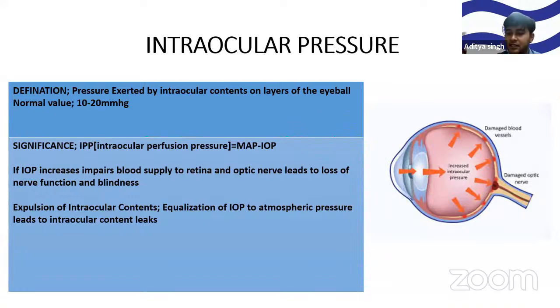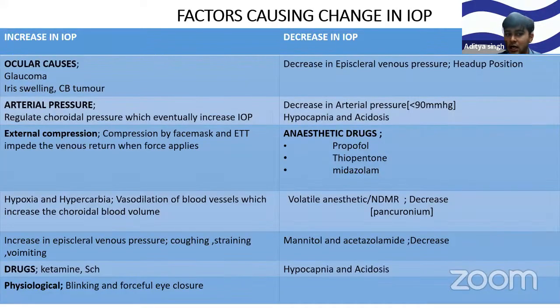The factors which increase the intraocular pressure may be ocular conditions like glaucoma or ciliary body tumor, or increased arterial pressure causing increased choroidal blood flow, or increased episcleral venous pressure because of straining or vomiting, or external compression during mask ventilation or endotracheal intubation, or intra-op hypoxia or hypercarbia, or drugs like ketamine or scoline.